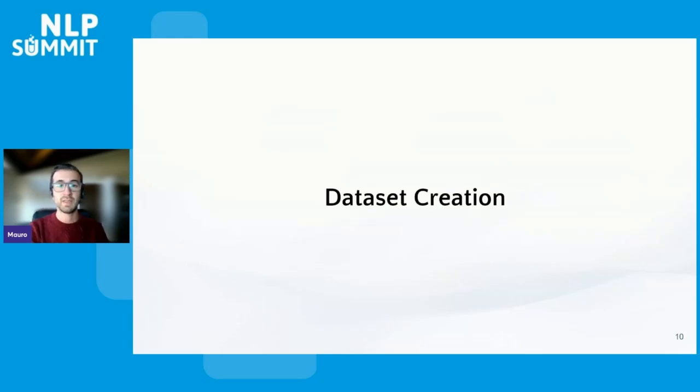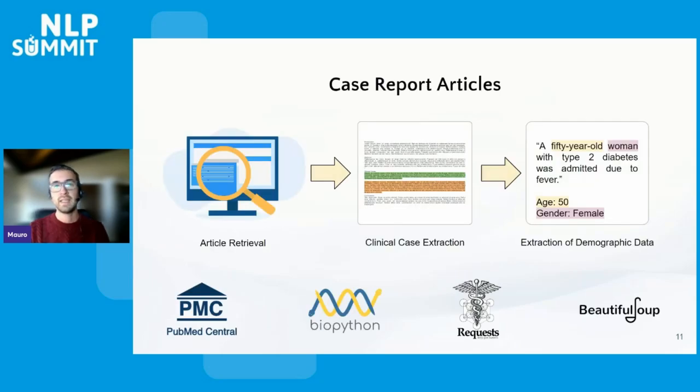Okay, so now let's talk about how this dataset was created. The first step was to find the open access case report articles in PubMed Central. Then we extracted both the metadata and the contents of these articles. Inside the content, we identified the parts of the text that mentioned clinical cases, and we assigned those cases to each patient.